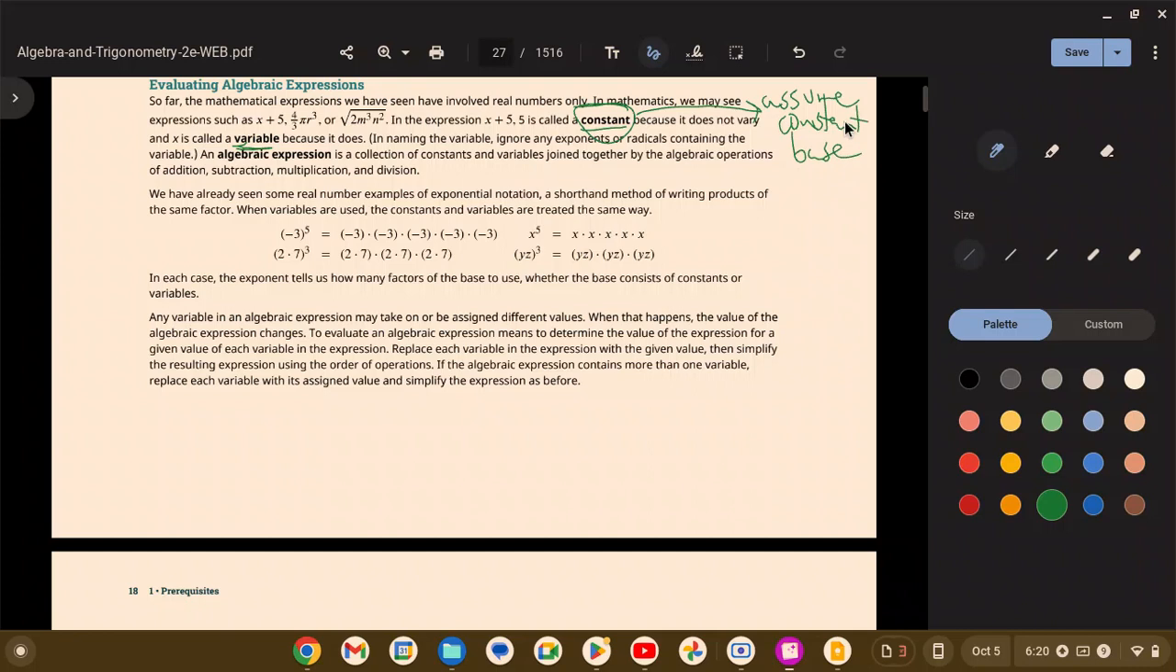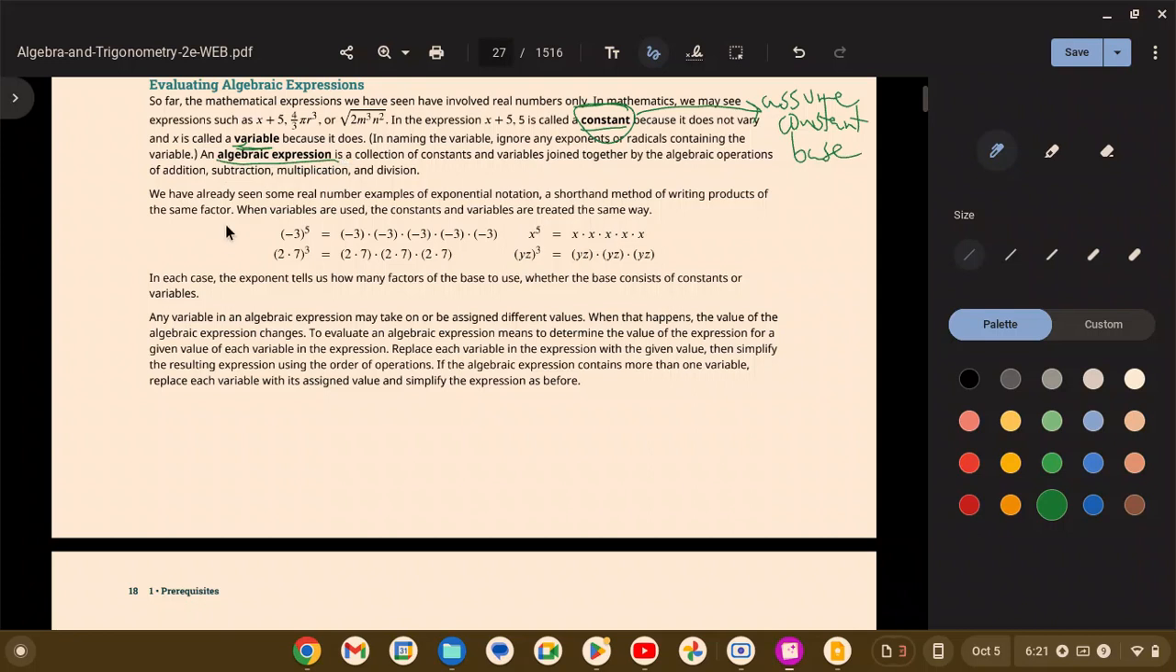And x is called a variable because it varies. In naming the variable, ignore the exponents or radicals containing the variable. An algebraic expression is a collection of constants and variables joined together by the algebraic operations of addition, subtraction, multiplication, and division. We have already seen some real number examples of exponential notation, a shorthand method of writing products of the same factor. When variables are used, the constant and variables are treated the same way.